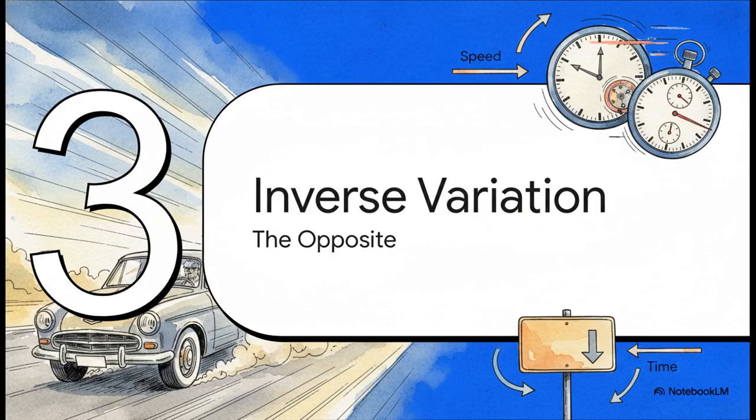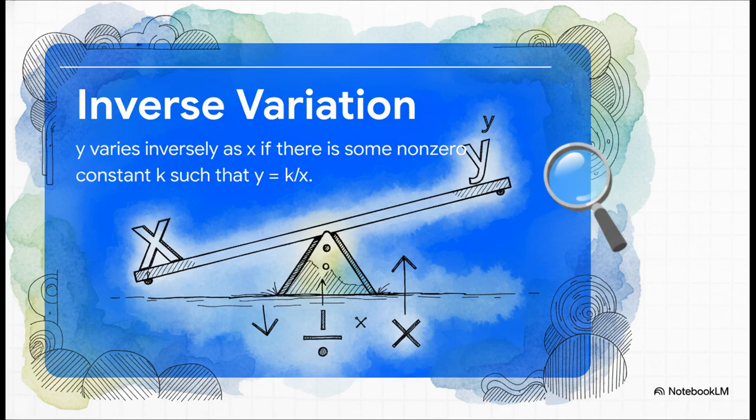One goes up, the other goes down. They're like a seesaw. And the whole secret is right here in the formula. Take a look. Instead of y equals k times x, now it's y equals k divided by x. That little change, from multiplying to dividing, that's what creates the whole opposite effect. When x gets bigger, y has to get smaller to keep things balanced. It completely flips the script.